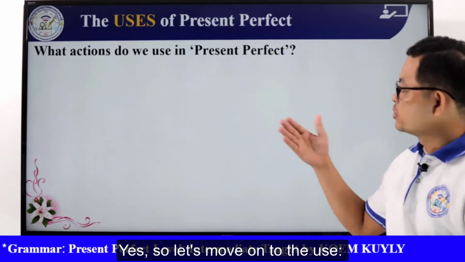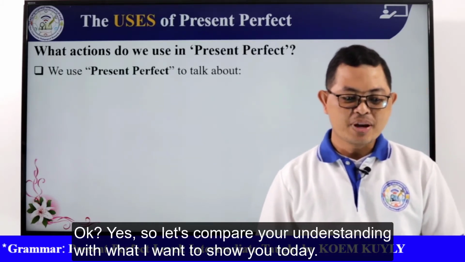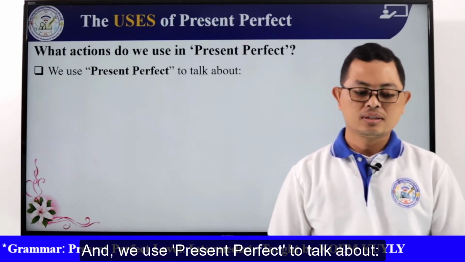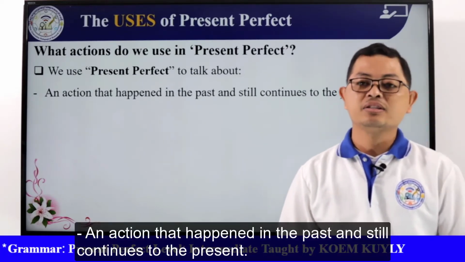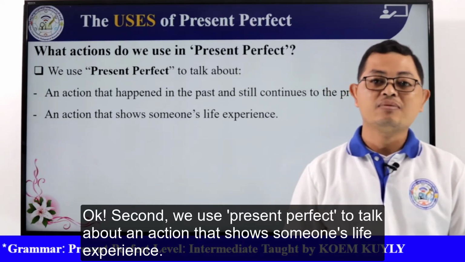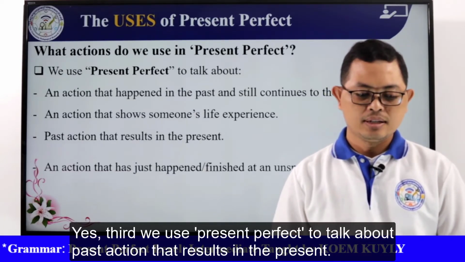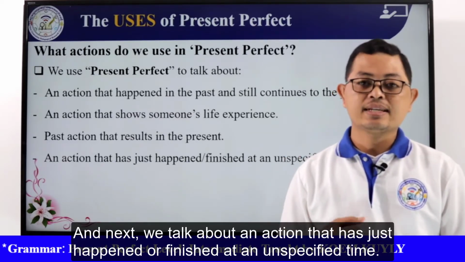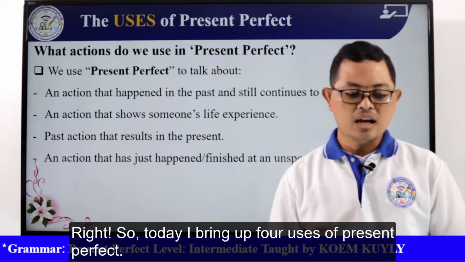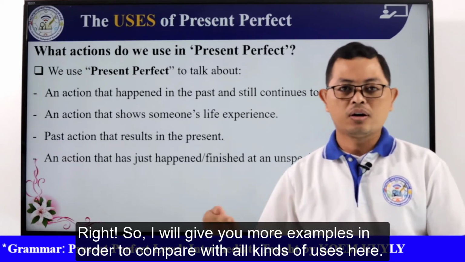So let's move on to the use. Right? So what action do we use in present perfect? Okay. So let's compare your understanding with what I want to show you today. We use present perfect to talk about an action that happened in the past and still continues to the present. Second, we use present perfect to talk about an action that shows someone's life experience. Third, we use present perfect to talk about a past action that results in the present. And next, we talk about an action that has just happened or finished at an unspecified time. Right? So today I bring up 4 uses of present perfect. I will give you more examples in order to compare with all kinds of uses here.